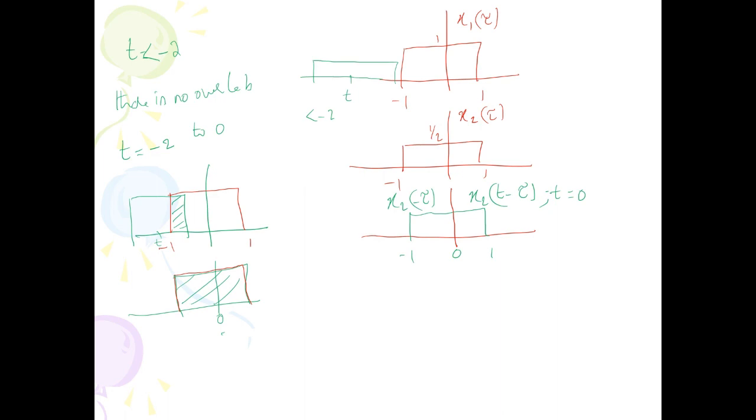And this is the overlap in between minus 2 to 0, and this is at t equal to 0. And from t equal to 0 to 2, the overlap portion slowly decreases. And this is the original. This is t. The overlap portion slowly decreases.